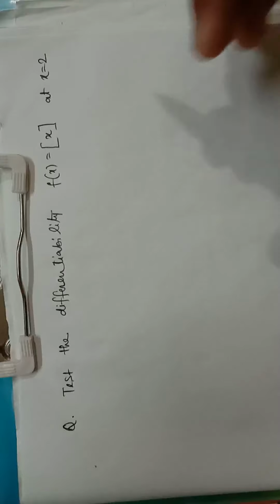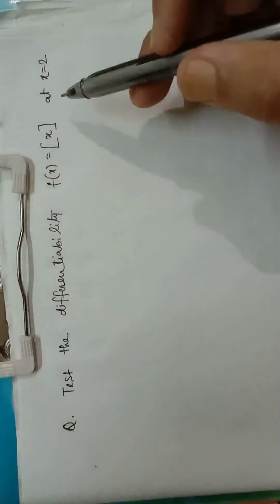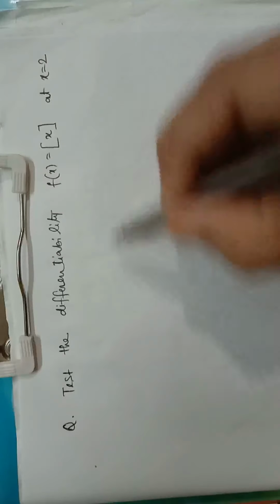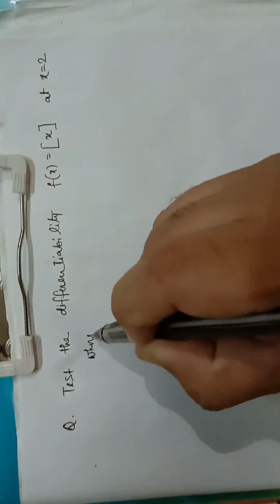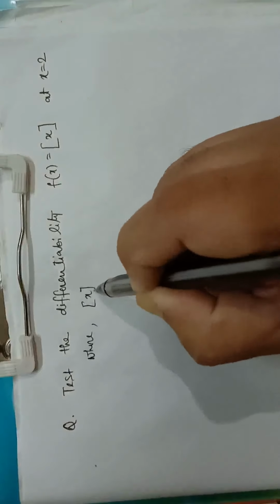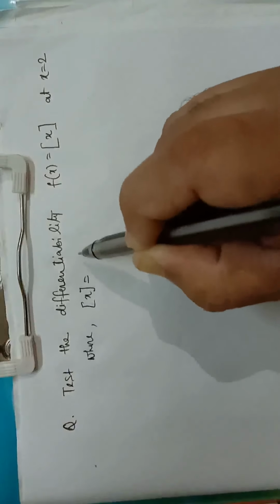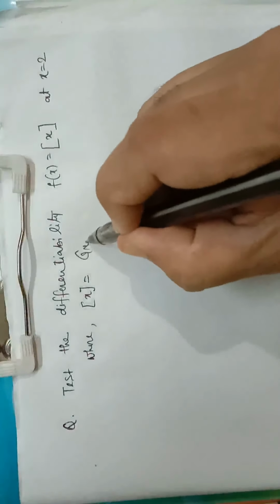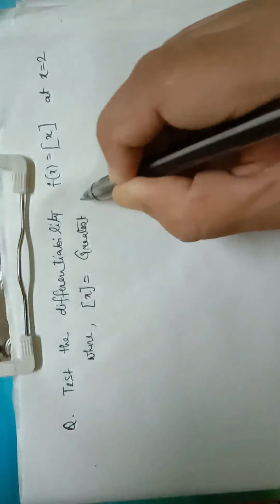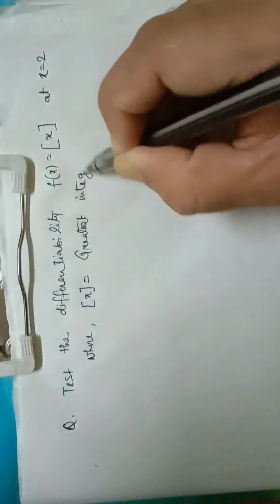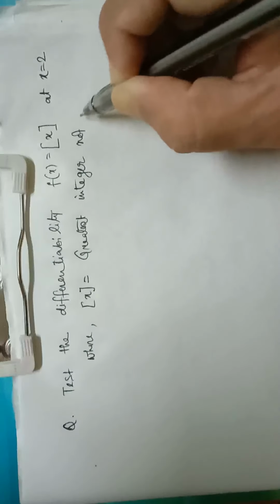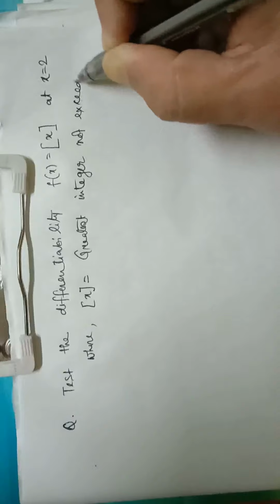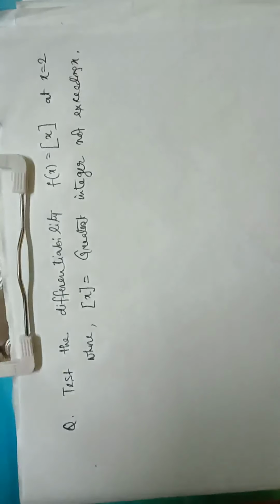Our next question is from the NCERT book. Test the differentiability of f(x) equal to box of x, the greatest integer function, at x equal to 2, where box of x is the greatest integer function. Box of x is the greatest integer not exceeding x. This is the definition of box of x.